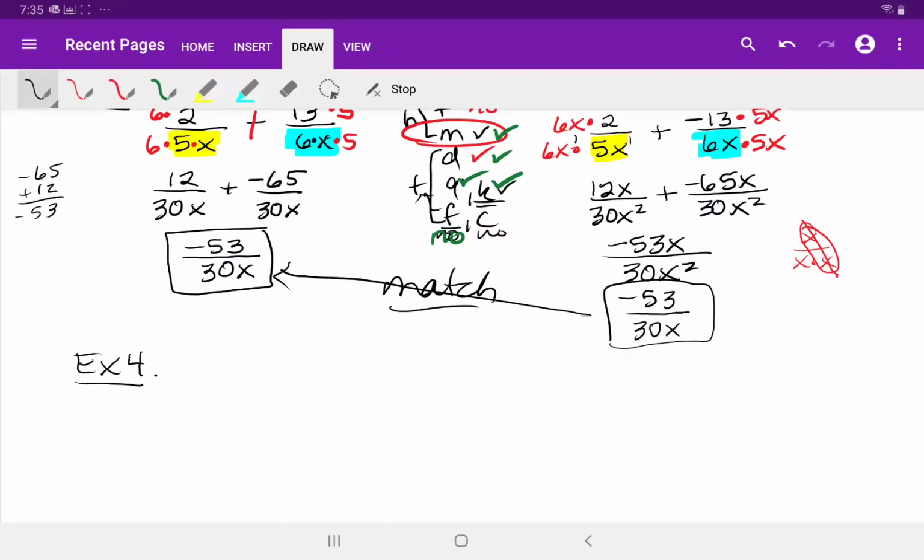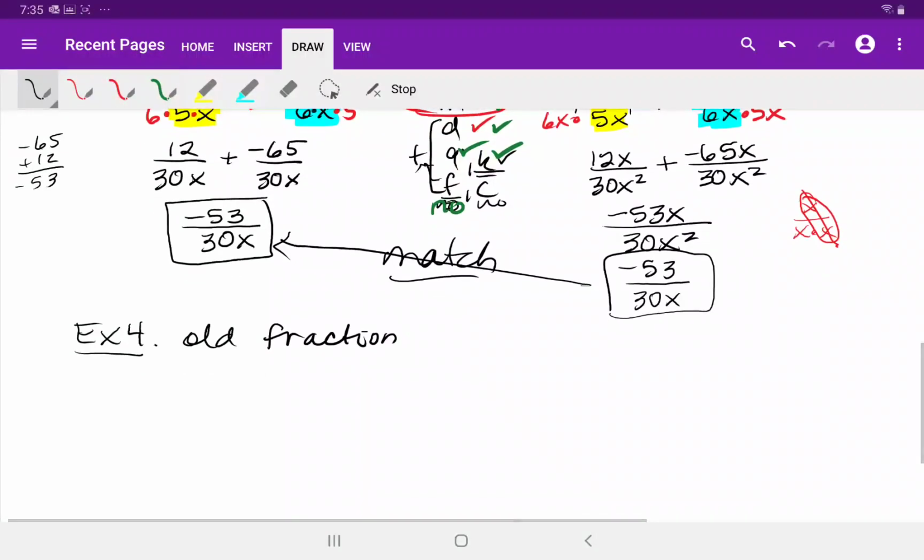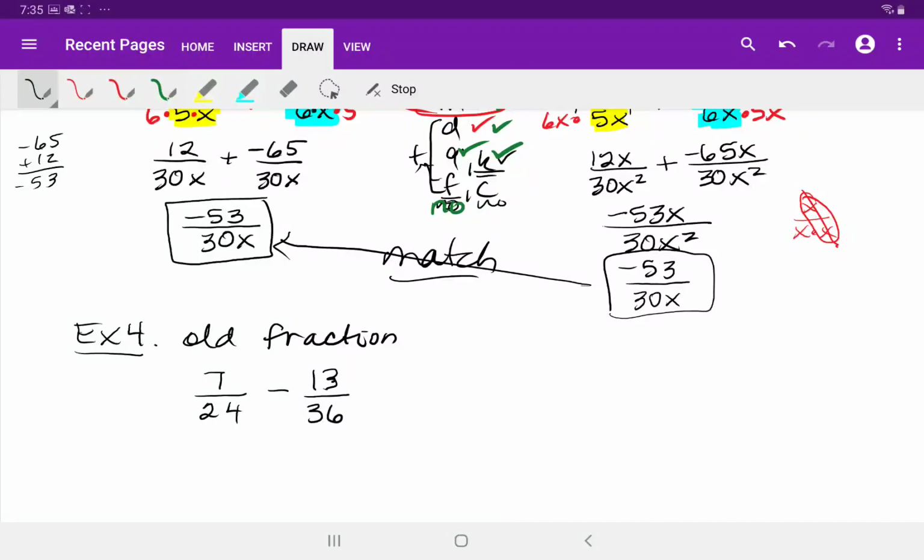Okay, so example 4. I want to show you an old fraction, but with the new way. It's kind of cool. So let's say that you had 7 divided by 24 minus 13 over 36. Now imagine you're in middle school or elementary school, and you're kind of stressing because you're trying to think, I don't know a common denominator between 24 and 36. Right? So let me show you another way. So let's do it our negative FMDAF way.